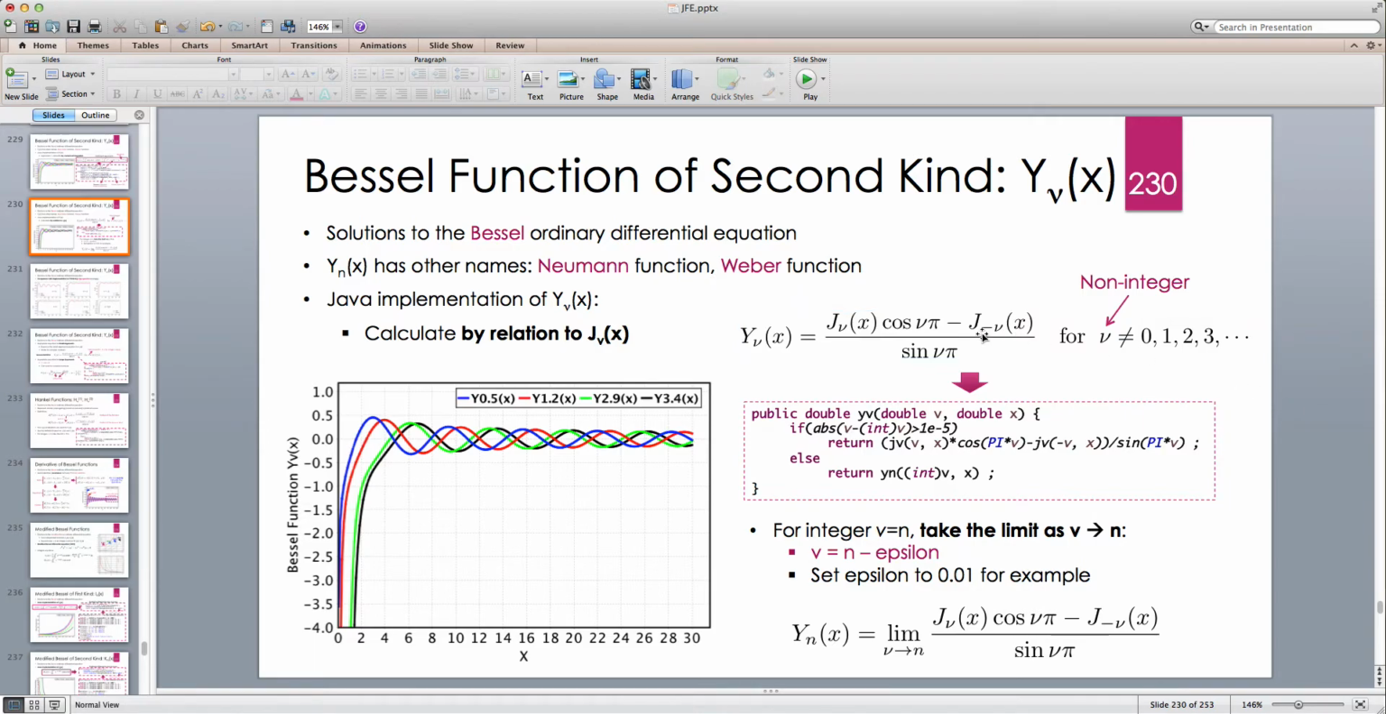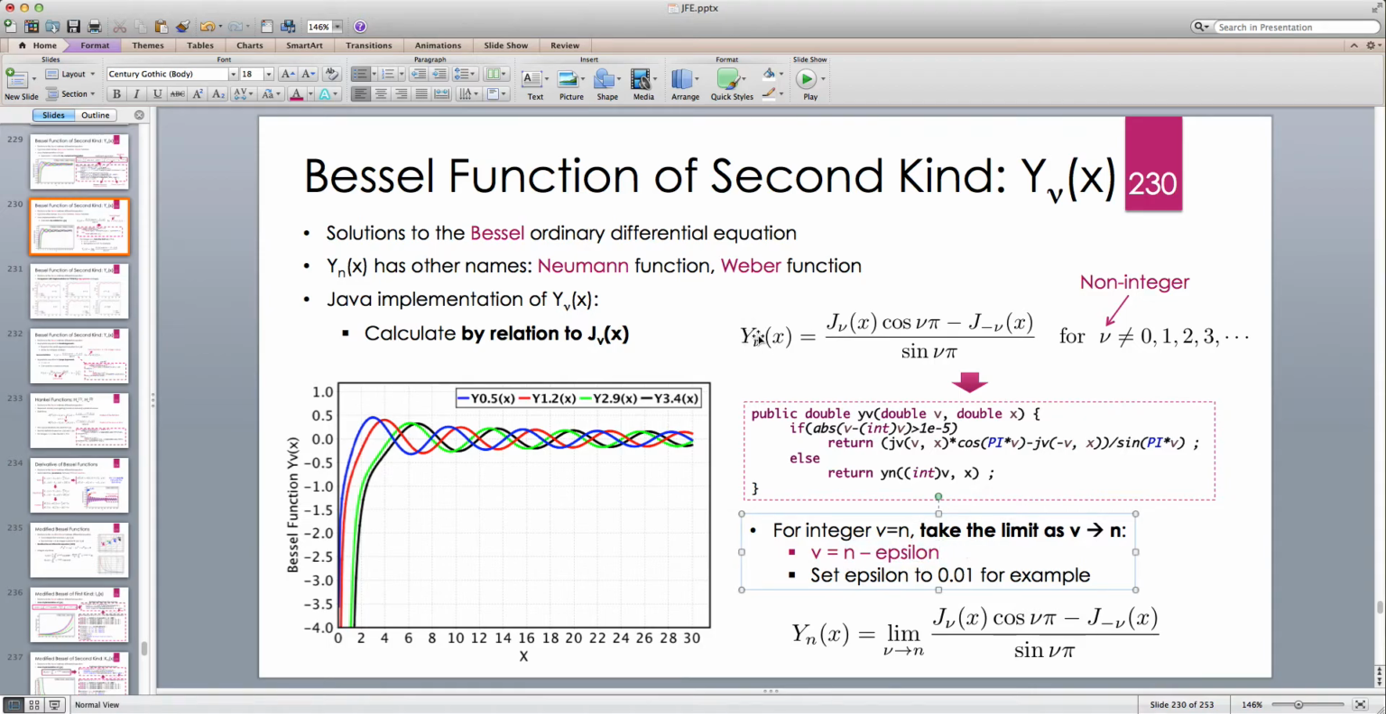But the way we do it is, this is the general definition for non-integer nu. When nu approaches an integer, we take the limit. So for integer nu equals n, take the limit as nu approaches n. And because these Bessel functions vary very slowly with nu, if you change nu by 1%, go from 1 to 1.01 or something, the value doesn't change much. We can set nu to an integer minus epsilon.